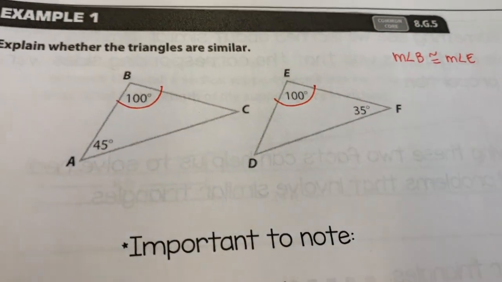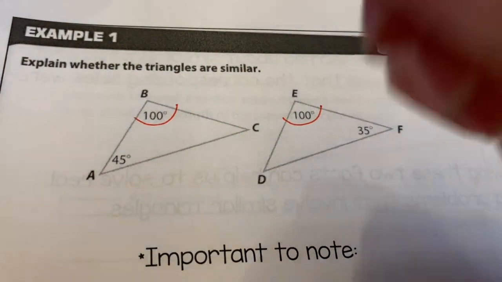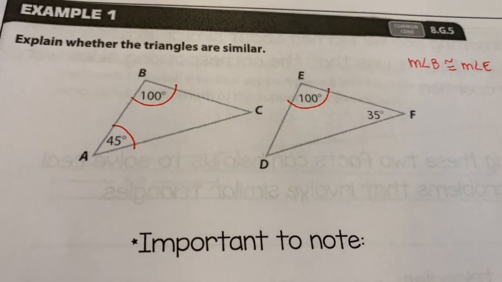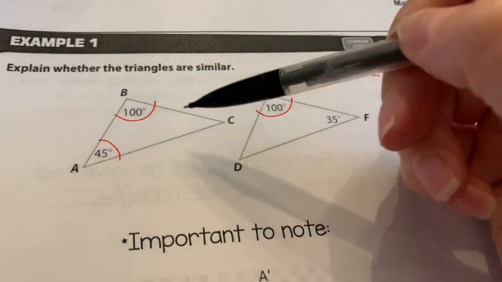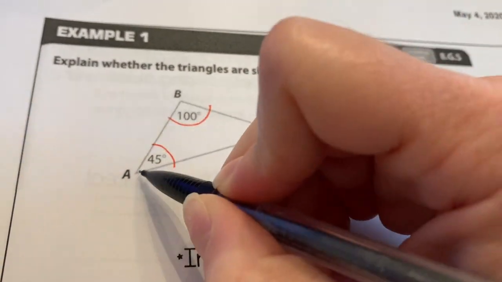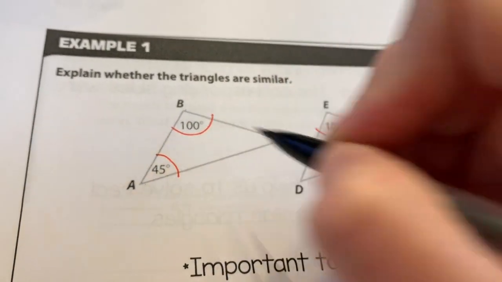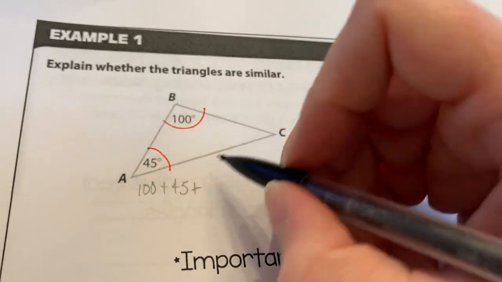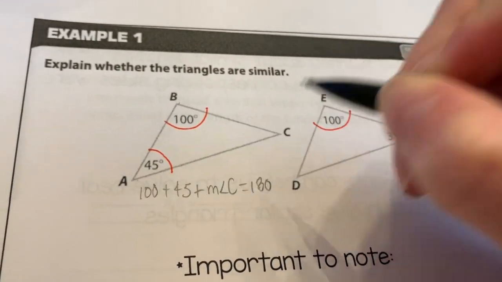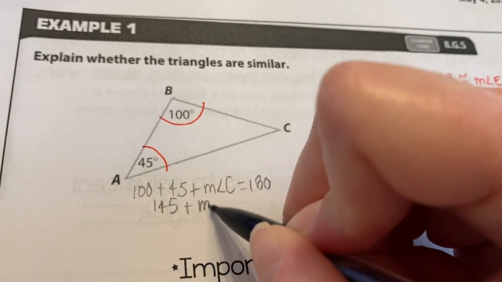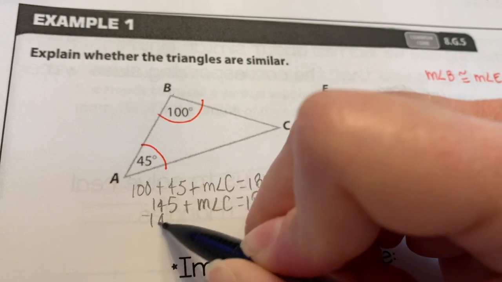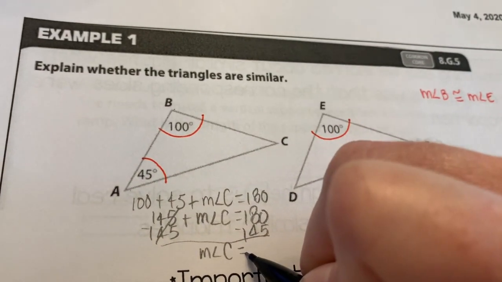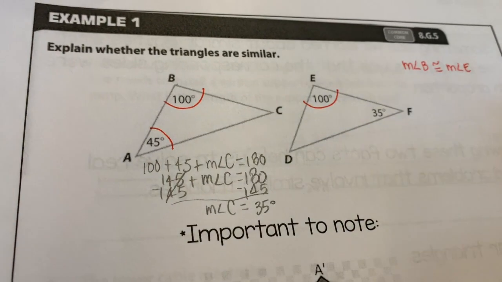So that's not helping me, because first of all, they're not corresponding angles. So what I need to see is, can I figure out what the missing angles are and see if perhaps they are equal? Because remember, it's corresponding angles. So what you want to do is you want to find the missing angles first. So over here, I know that the measure of angle A plus the measure of angle B plus the measure of angle C is equal to 180. So I'm going to do 100 plus 45 plus the measure of angle C is going to give me 180. So this is 145 plus the measure of angle C is 180. Subtracting 145 from both sides, I can see that the measure of angle C is equal to 35 degrees. Would you look at that?